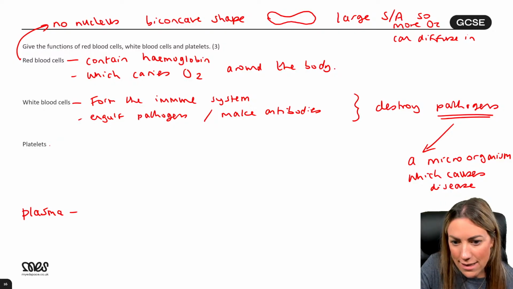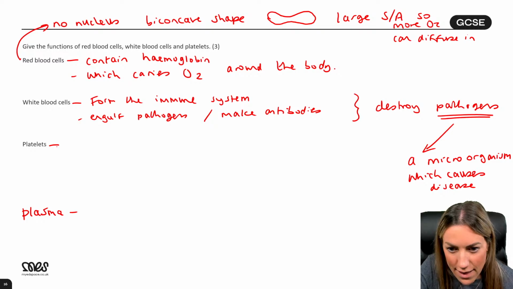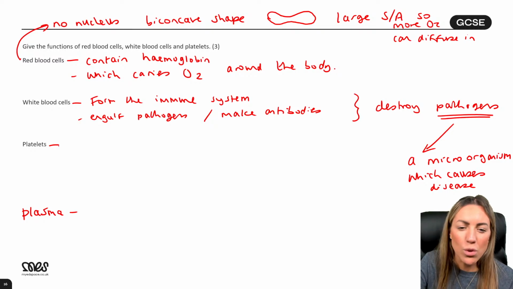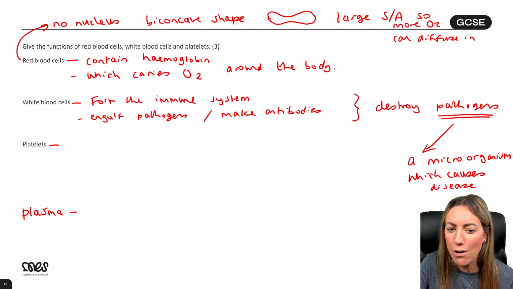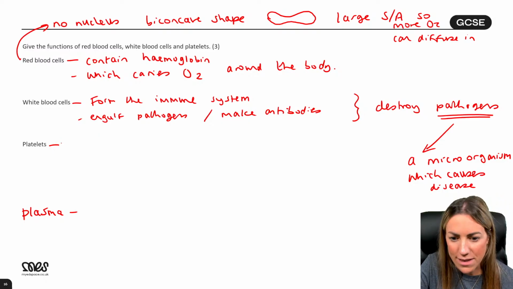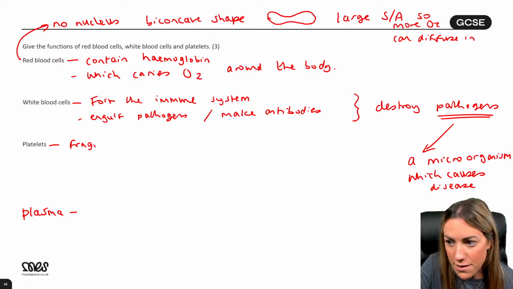Right, platelets. If I only answered with microorganisms, no, you wouldn't get a mark, Ella, because not all microorganisms are pathogens. Like, some microorganisms are beneficial, right? So a pathogen is a microorganism that causes disease. Learn that one. They are fragments of cells.